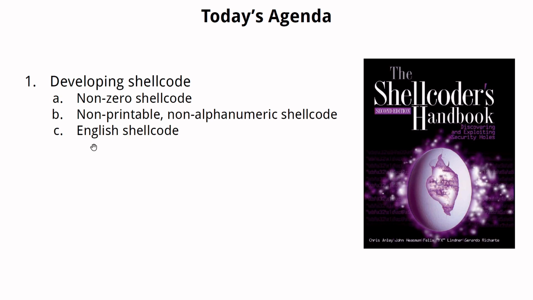I learned a lot from this book. It's kind of old, probably already 15 years old. They have shellcode for many different systems: Linux, Windows, BSD, different things. So today we will talk about long-zero shellcode, non-printable shellcode, alphanumeric shellcode, English shellcode, and recently we found a paper about DNA shellcode. So we'll talk about that.